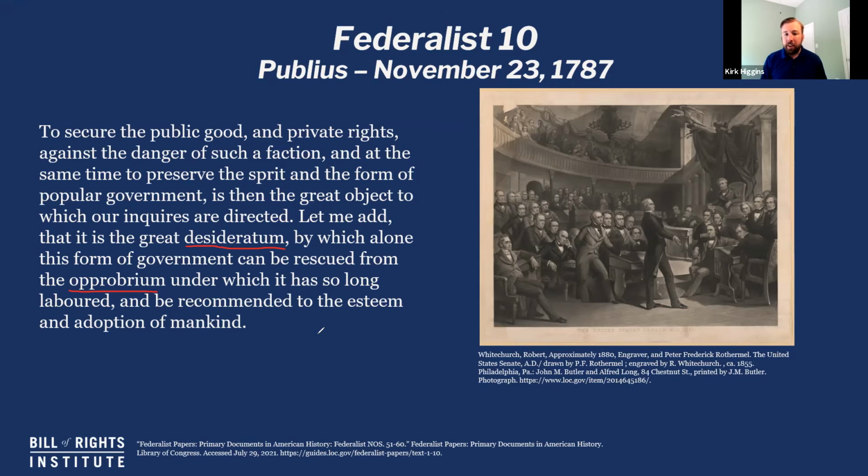So I've included here an image of the Senate from 1855. And this is Henry Clay standing in front of the Senate giving his famous oration. Henry Clay is known as the Great Compromiser because of his role in both the Missouri Compromise and the Compromise of 1850 and other pieces of legislation.